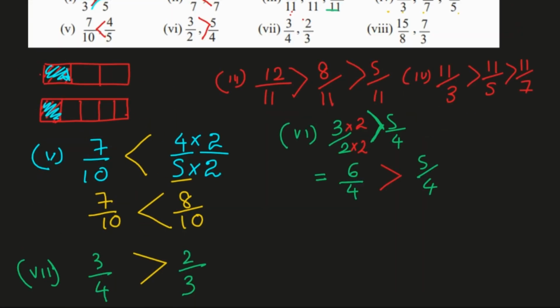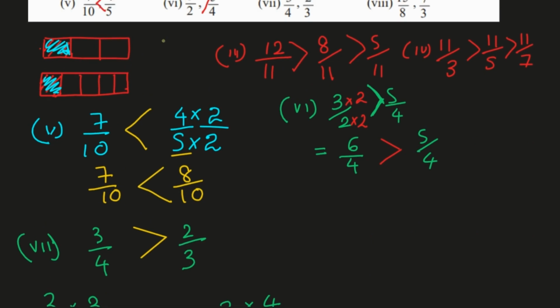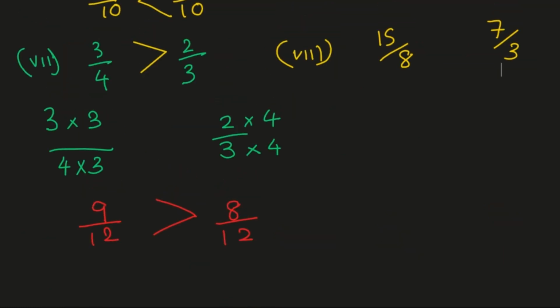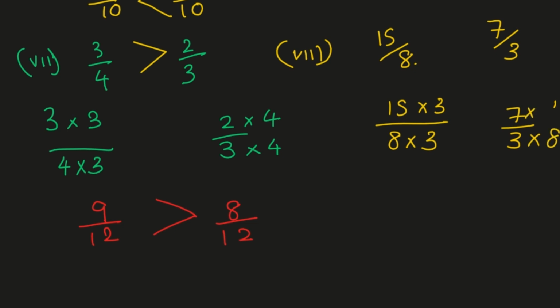So what's the final question? It's 15 upon 8 and 7 upon 3. If you find the LCM of the denominators, you will see that the LCM will be 24. You can get 24 simply by multiplying 8 and 3. So it's 24. In order to convert 8 into 24, you multiply it by 3, then 15 by 3. Then in order to convert 3 into 24, you should multiply it by 8, then this one also by 8.